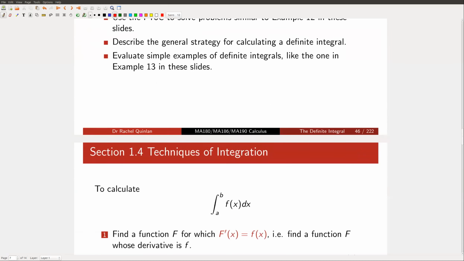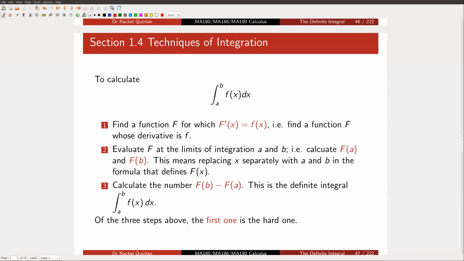Okay, section 1.4 is the long one in this chapter, and it's going to be divided up into various subsections. We have a few minutes left. Really, this is techniques of integration. What we've established in the last section is that if we want to calculate definite integrals like this, for some specific example of f and some specific values of a and b, then what we need to be able to do is find a function whose derivative is this little f.